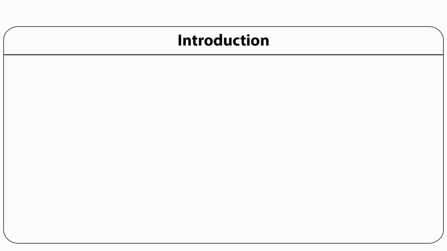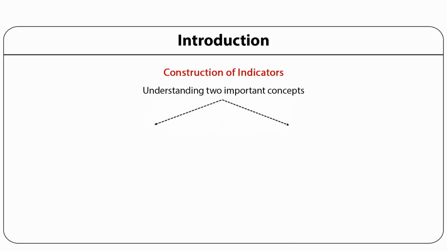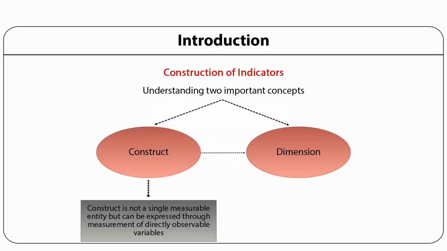In this slide, we discuss the construction of indicators. We have to understand two important concepts in this: construct and dimension. Construct is an entity that cannot be directly measured, such as creativity, performance, intelligence. As you can see, we cannot directly measure them, unlike variables such as weight, blood pressure and temperature that can be measured on a scale. Thus, we have to apply indicators for measuring these constructs.